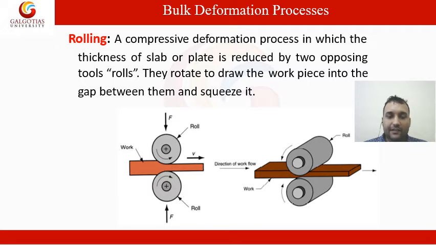As you can see in this diagram, the thickness of the slab or plate is reduced by two opposite tools that are called rolls, as we had already discussed. Here the force F is applied on this roll, that is the upper roll, and the workpiece is moved forward, and so its thickness is decreased due to this force F, and it moves forward in the direction of workflow.